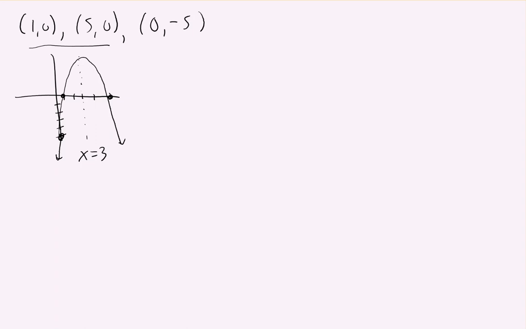Now, because these are x-intercepts, those are values that would make my quadratic equal 0, and so sometimes we call those zeros. And a quadratic is degree 2, so it will have 2 zeros. And to change those zeros to factors, we just do x minus each one.